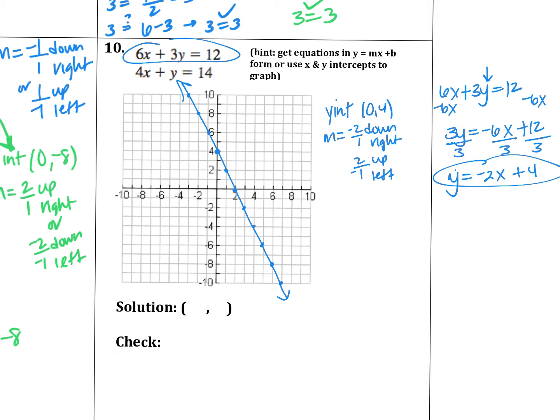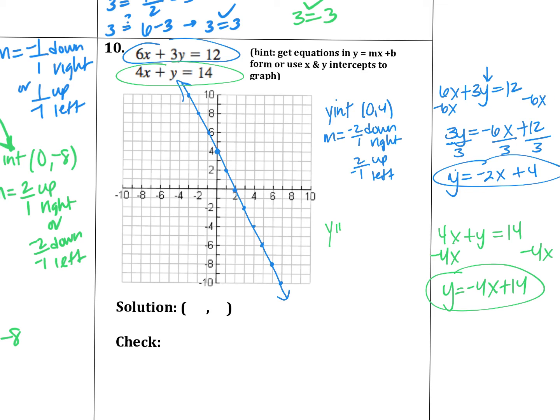All right, I'm going to do the same thing for the green equation. 4x plus y equals 14. To get y by itself, I'm going to subtract 4x from each side, and I'll get y equals -4x plus 14. So my y-intercept is (0, 14), and my slope is going to be -4 over 1, so down 4, right 1.